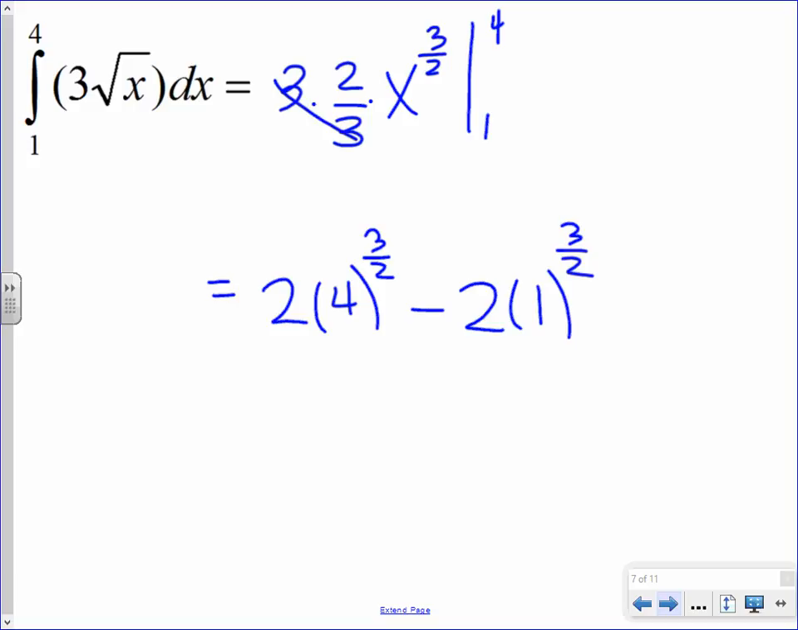Let's remember what the 3 halves power means. The denominator of your exponent means root, and the numerator means power. So 4 to the 1/2 would be 2, and then cube, 8, so 8 times 2 is 16, minus 1 to the 3/2, which is just going to be 1, right? So our area under the curve from 1 to 4 is 14.